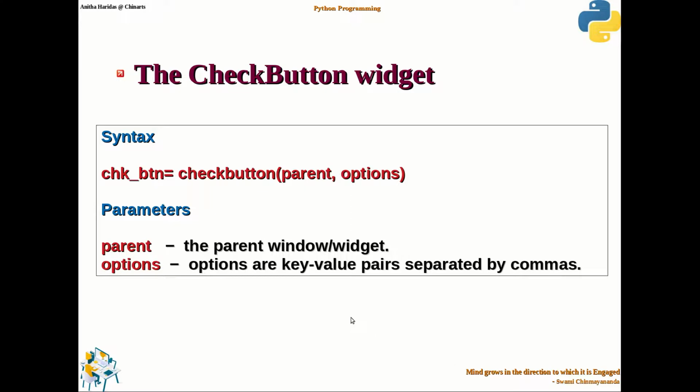Now this is the syntax: check button, then specify the parent window or the widget, and the list of options can be given, and the list of options as usual will be key value pairs, which will be separated by commas. Let us see how to create a check button.